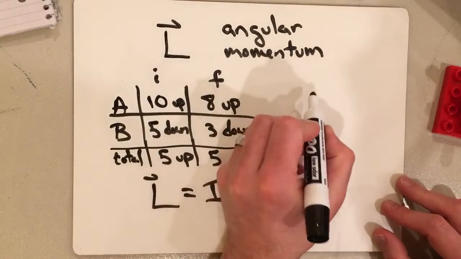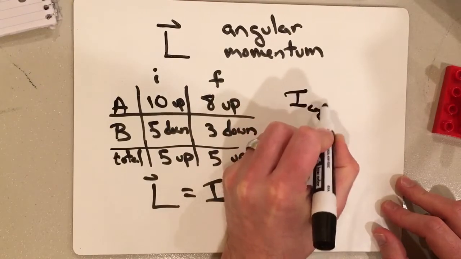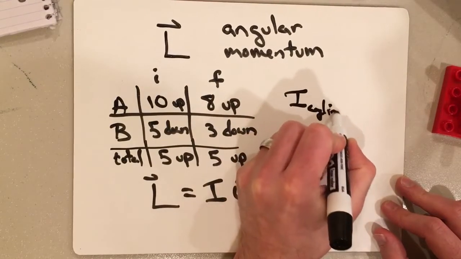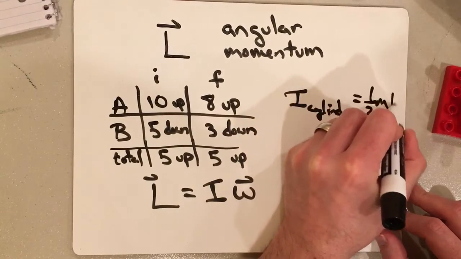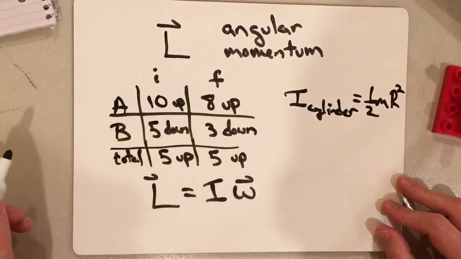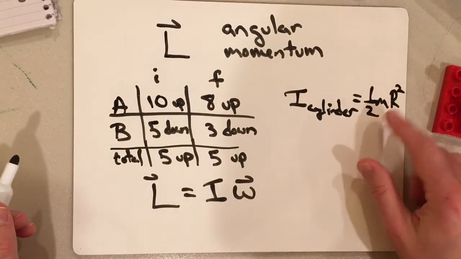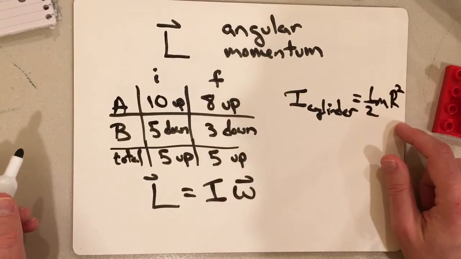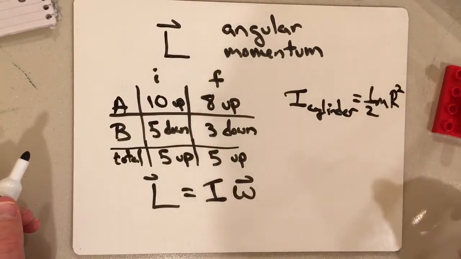So, for example, if I'm talking about a solid cylinder, that formula is 1/2 mr squared. This is the formula for the moment of inertia of a solid cylinder, 1/2 times its mass times the square of its radius. This formula is in the content section, as are the formulas for the other shapes.